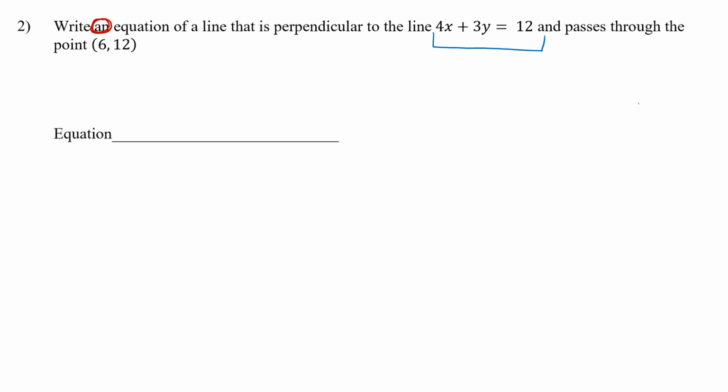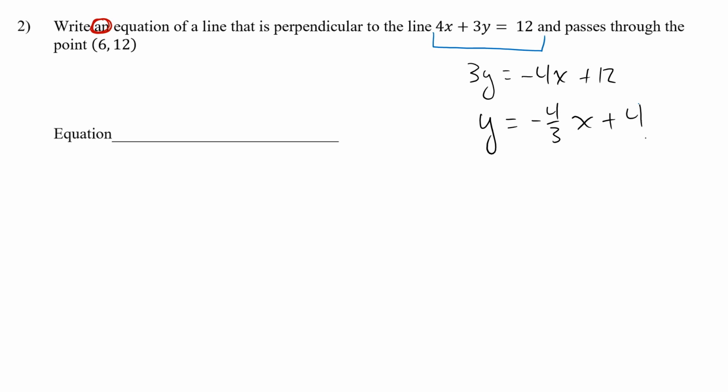I'm going to go ahead and rewrite this equation in slope-intercept form. So I'm going to take away 4x from each side. So this becomes 3y equals negative 4x plus 12. And now if I divide everything by 3, I can see that y is negative 4/3 x, and 12 divided by 3 is 4.